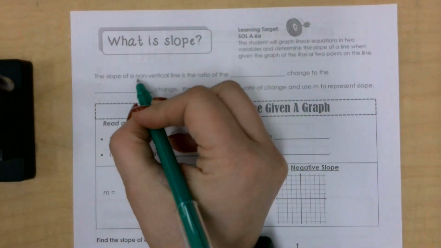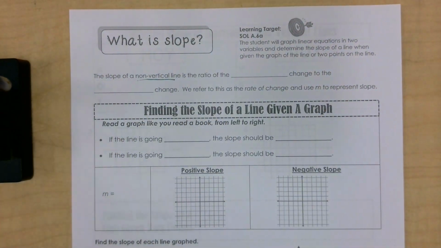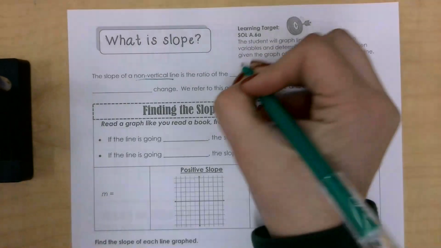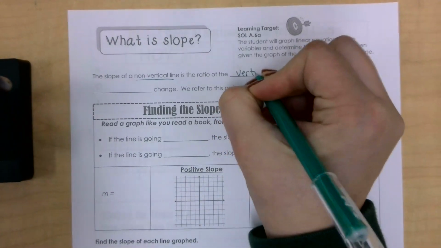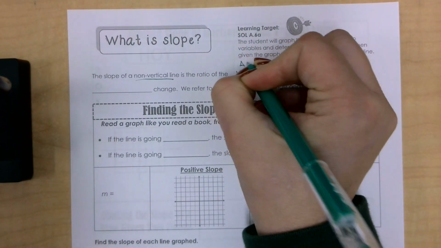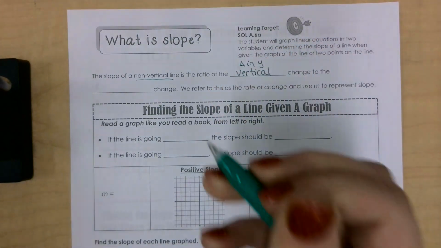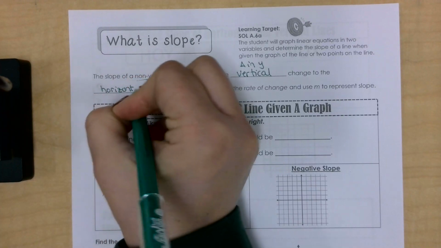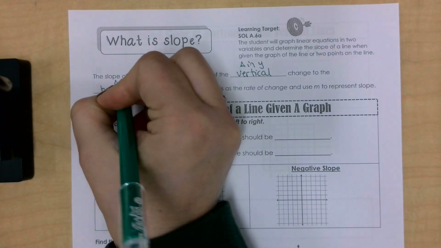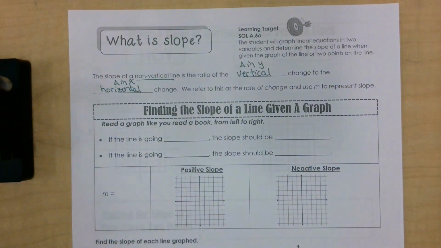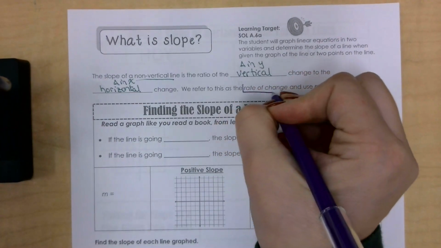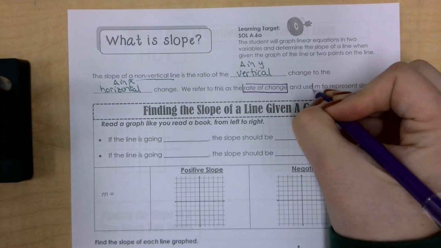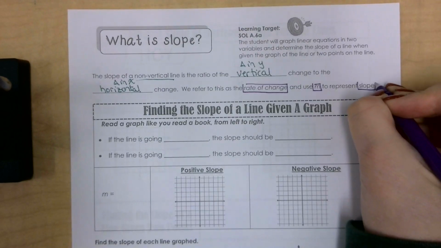So the slope of a non-vertical line is the ratio of the vertical change, so the change in y, to the horizontal change, which is the change in x. We refer to this as rate of change, and we use m to represent slope.